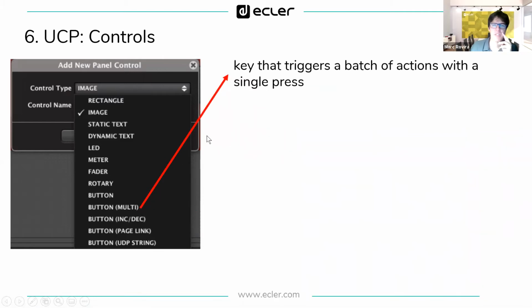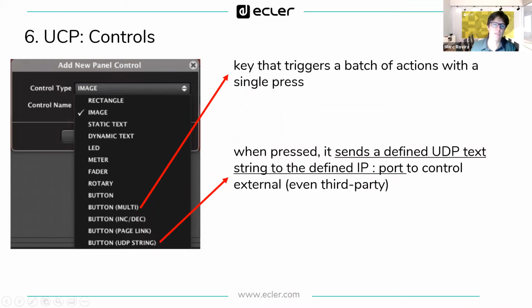Next, control button multi, a key that triggers a batch of actions with a single press, okay? This is one way of making several things with just one click. Another way is overlapping buttons. This is a new feature of version 6 and all the other coming versions after version 6. So there are 2 ways of doing the same thing. This happens a lot of times in EclerNet Manager. And here we have also a special button, a UDP string. When this button is pressed, it sends a defined UDP text string to the network, to control other things which are maybe not from the EclerNet Manager platform, or EclerNet platform, let's say.